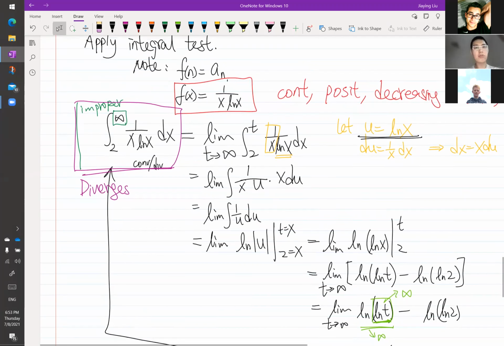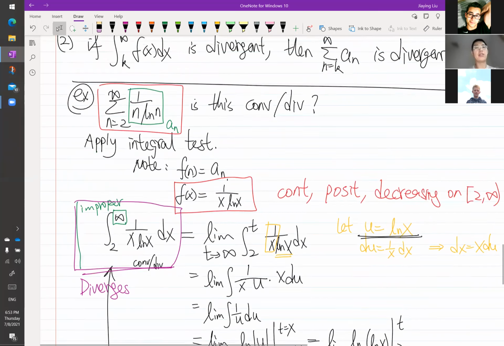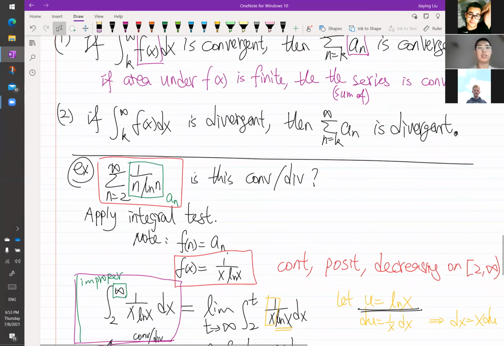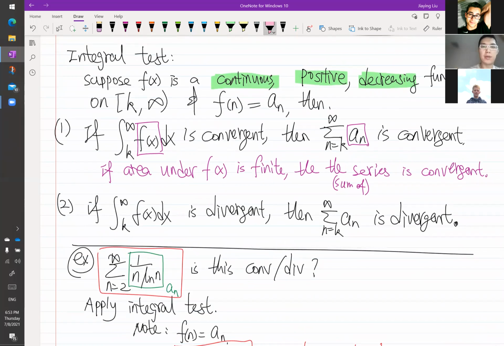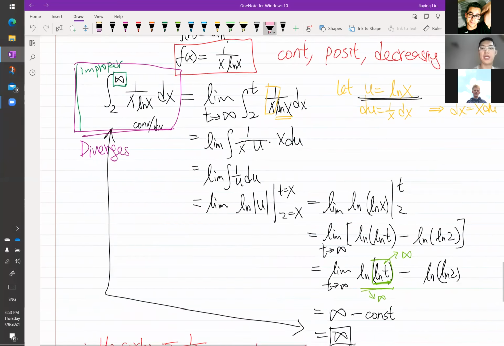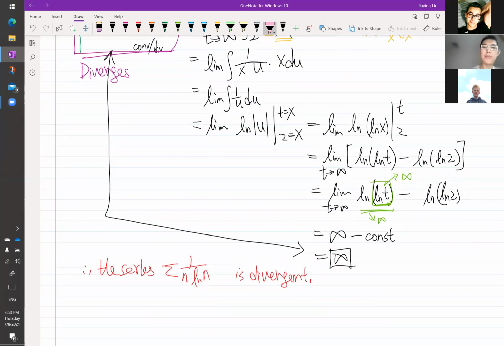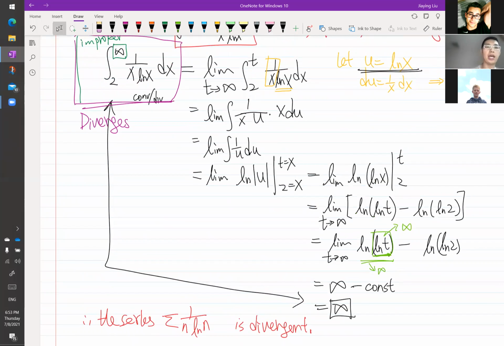And because the integral is divergent, then the series is divergent. That's what this second part of that integral test says. So if the integral is divergent, then the series is divergent. So that's what I did. After I found the limit of the integral to be infinity, I concluded that the integral is divergent, therefore the series is divergent.